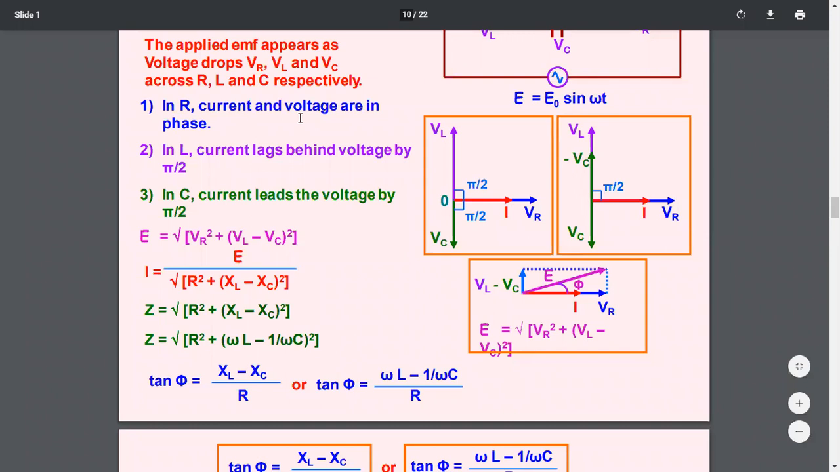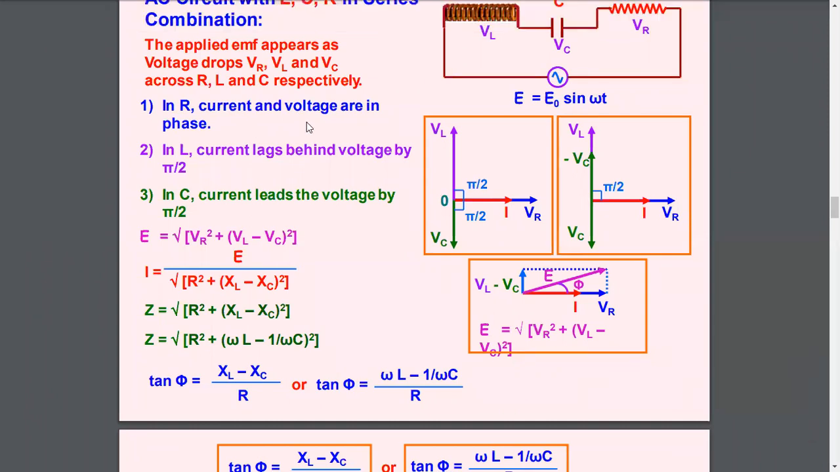Now let us check the resistive circuit. Current and voltage are in the same phase, as we discussed in the earlier section. It means the phasor of current and voltage across the resistive circuit coincide. You see here the red arrow is the phasor of current representing the current across the resistive circuit, and VR, the blue arrow, is the phasor of voltage across the resistor. We see that the red arrow and blue arrow coincide, indicating that current and voltage across the resistor are in the same phase.